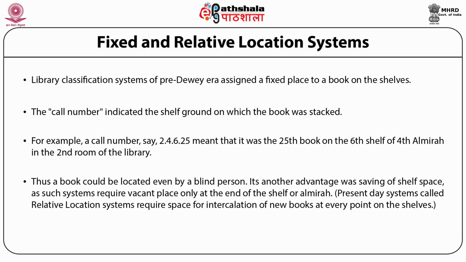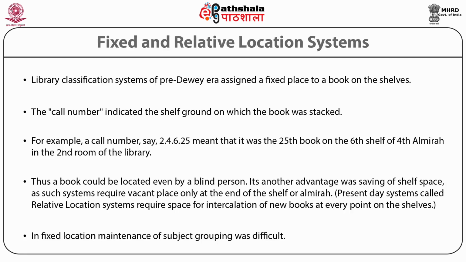Another advantage was saving of shelf space, as such systems require vacant place only at the end of the shelf or almirah. Present-day systems, called relative location systems, require space for intercalation of new books at every point on the shelves. So on every shelf, some space has to be left vacant for insertion of new books to keep the relative location of books ongoing. In fixed location, maintenance of subject grouping was difficult. This was one problem that led to the invention of new systems.